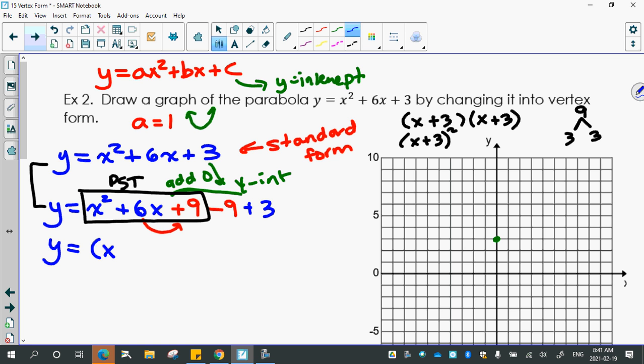Since I've created a perfect square trinomial, this is how you factor one. You mentally take the square root of this term, and it goes here, x. You take the sign from the middle term, and it goes here. You mentally take the square root of the last term, and it goes here, and then it's being squared. That takes care of the box. So I've just changed x squared plus 6x plus 9 into x plus 3 squared. But then the negative 9 and the positive 3 can be combined because they're both constants. Negative 9 plus 3 turns out to be negative 6. So now I put it in vertex form.